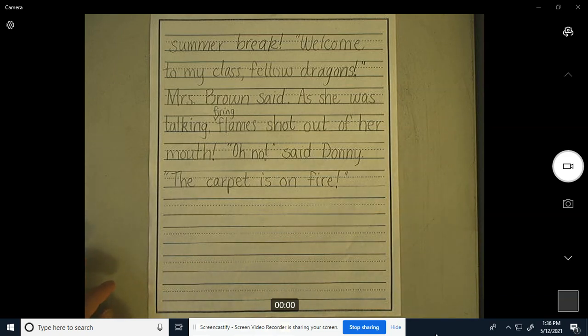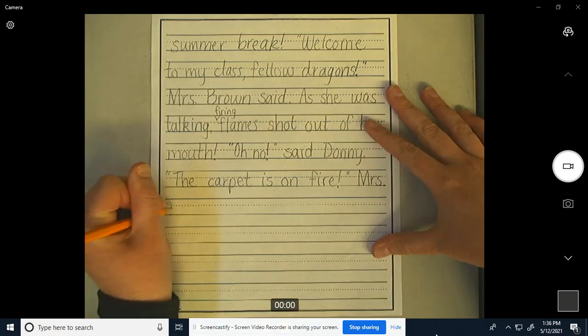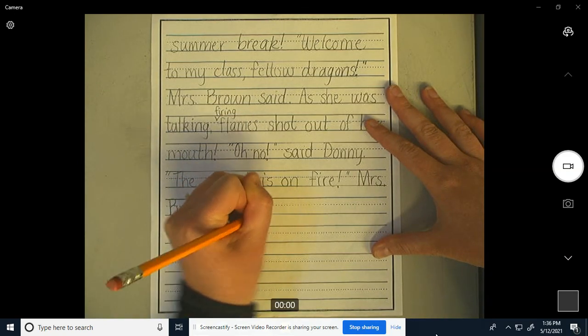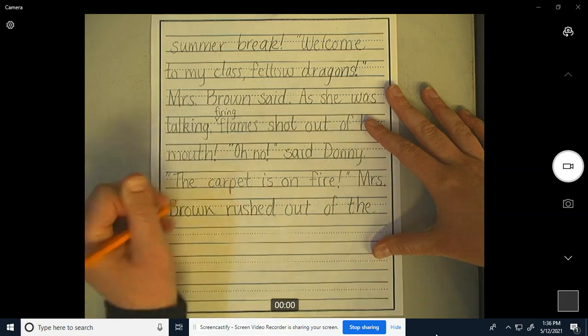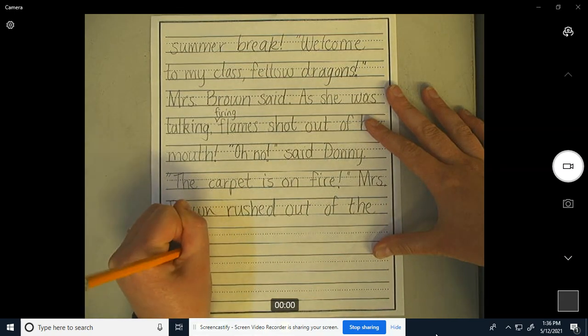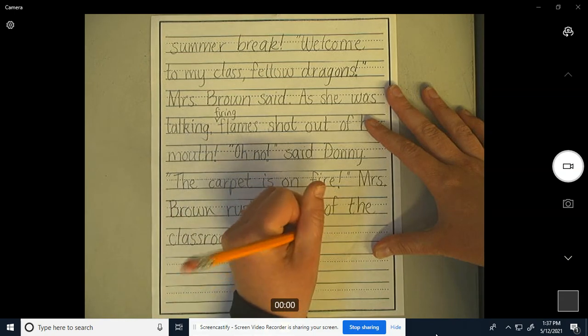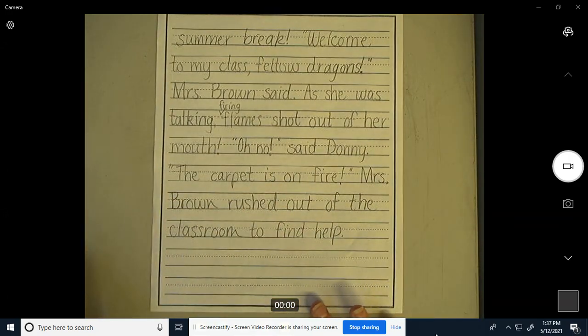I'm going to tell what's going to happen next in my event 1. So I'm going to say something like, Mrs. Brown ran out of the classroom to find help, or Mrs. Brown rushed out of the classroom to find help. Mrs. Brown rushed out of the classroom. So earlier I talked about how this is in fictional stories usually the beginning, middle, and end. It's also sometimes when we talk about what happened first, next, and last, when we're filling out graphic organizers.